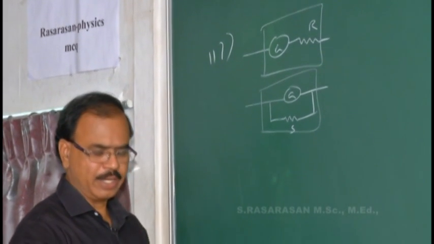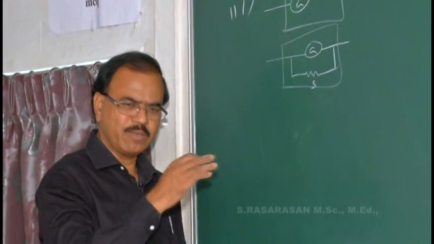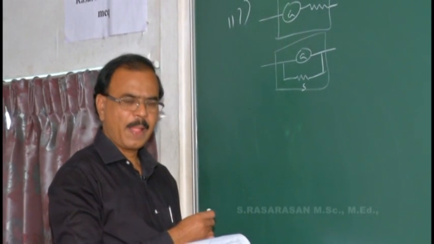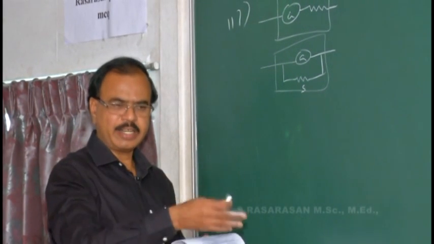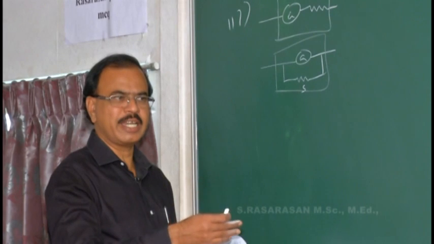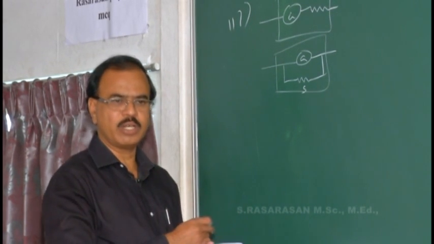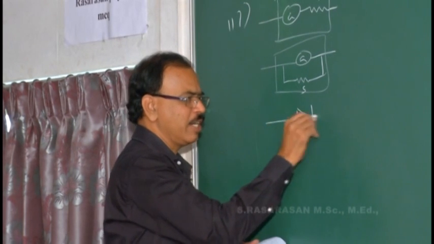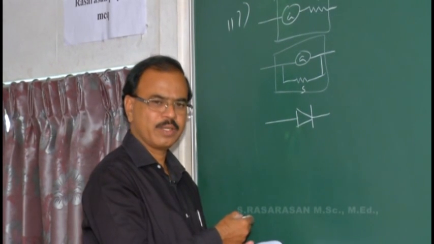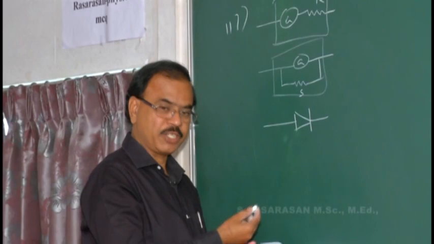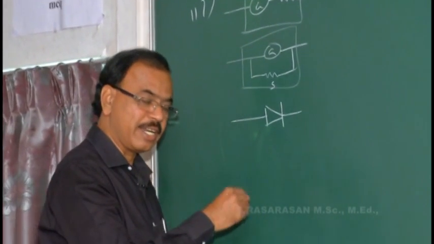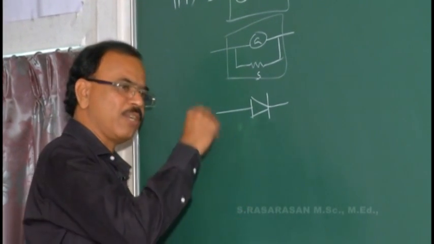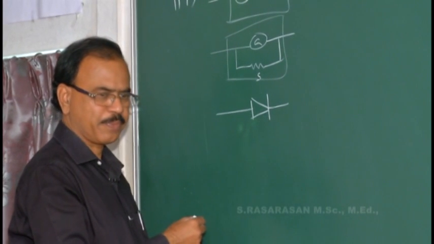And rectifier. What is a rectifier? Converting AC into DC. The electronic circuit device which converts alternating current into direct current, or alternating voltage into direct voltage. That is done by a PN junction diode. This is a rectifier. Rectification is the process of converting alternating current into direct current or alternating voltage into direct voltage.